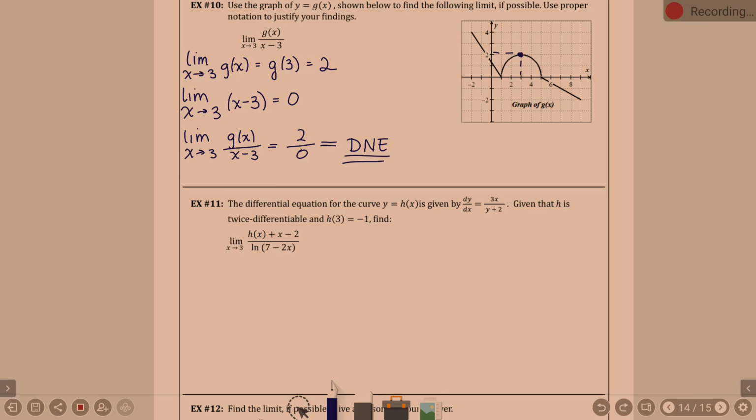Limit as x approaches 3 of the numerator, so of h of x plus x minus 2. So what are we going to be doing here? It's going to be h of 3 plus 3 minus 2. H of 3, they told us, yes? H of 3 is negative 1 plus 3 minus 2. That is going to give me what? 0 on top.